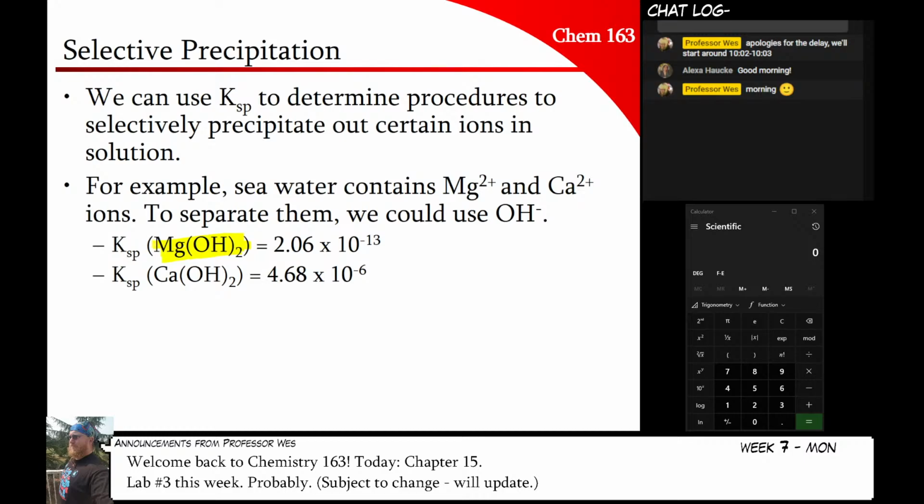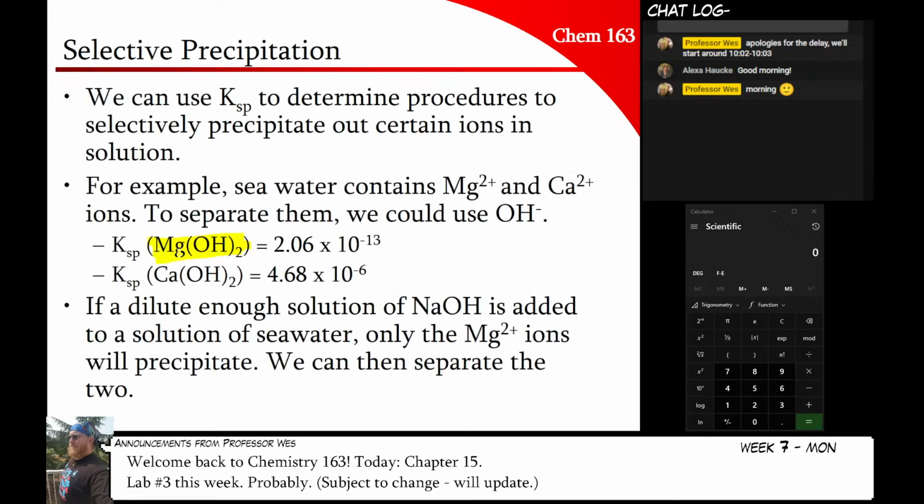So if I add a low enough concentration of sodium hydroxide that calcium hydroxide doesn't precipitate, but enough that magnesium hydroxide will precipitate, I will get only the magnesium out. And as long as they have different phases, you can separate them using, say, a filter. You use a funnel and a piece of filter paper, and the solid will stay in the funnel, and the dissolved calcium in the water would flow through the funnel into a collection cup, where you could then precipitate it out and get it later, if you so chose.